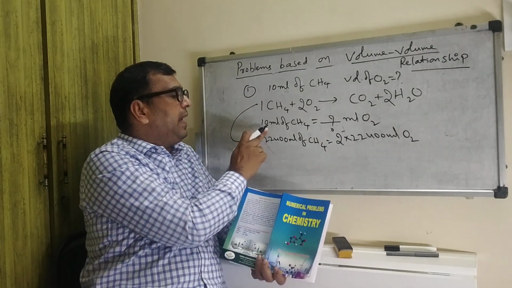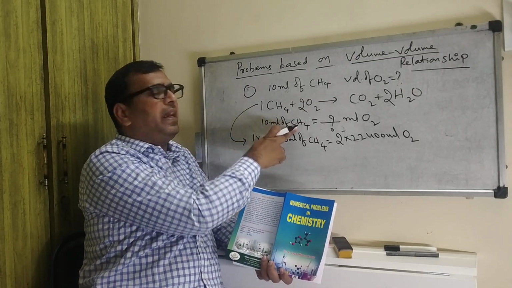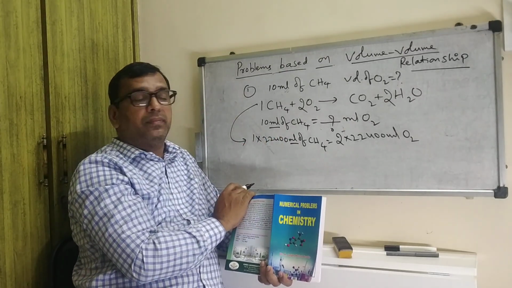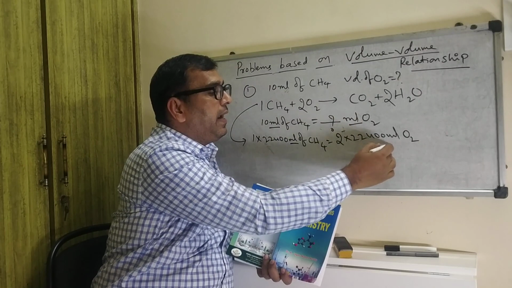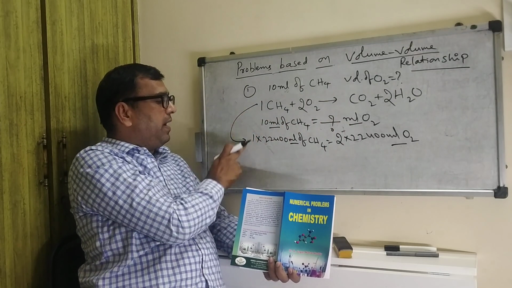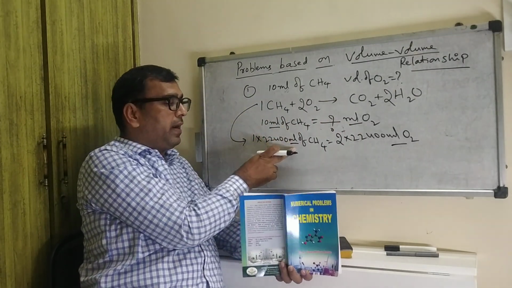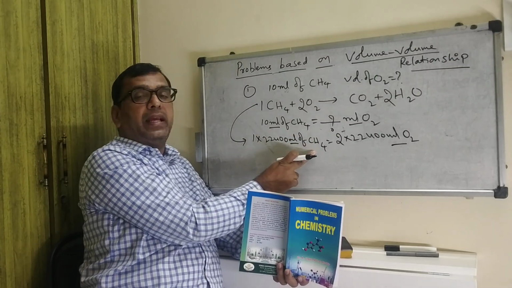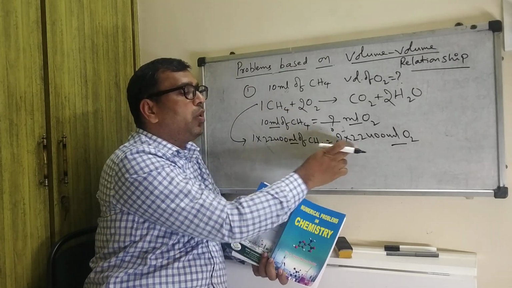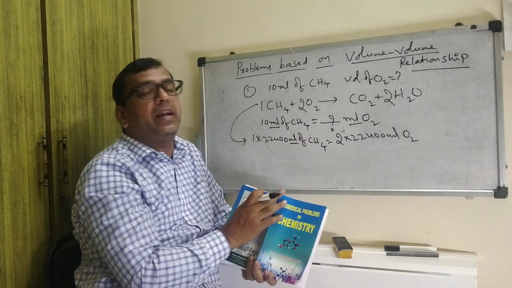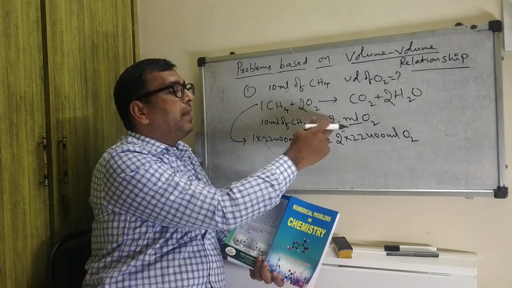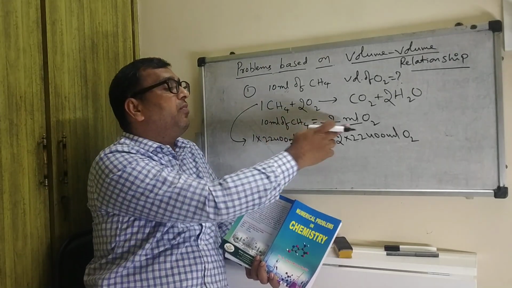Here 10 ml of methane is given, so the substance is in ml. Then you have to take it in ml, and calculate the volume in ml. So 1 into 22,400 ml, whether it is methane or any gas, reacts with 2 into 22,400 ml of oxygen. So here 10 ml of methane requires how much ml of oxygen?